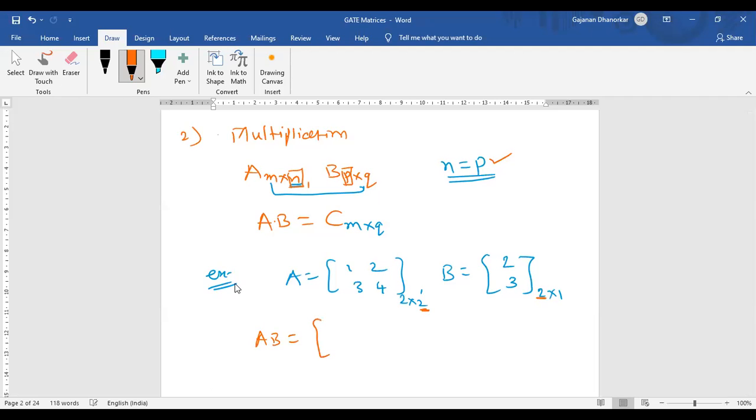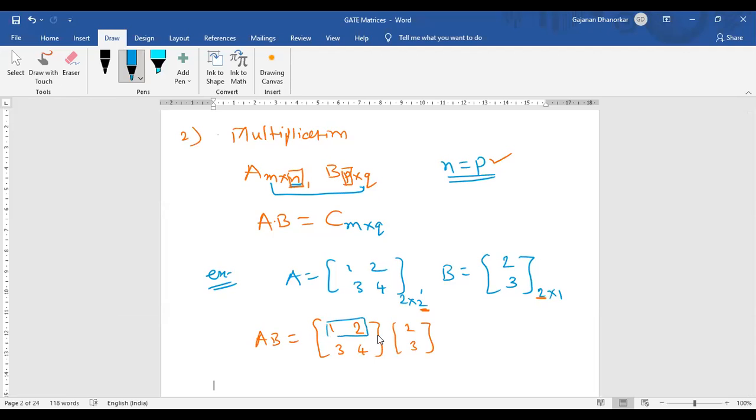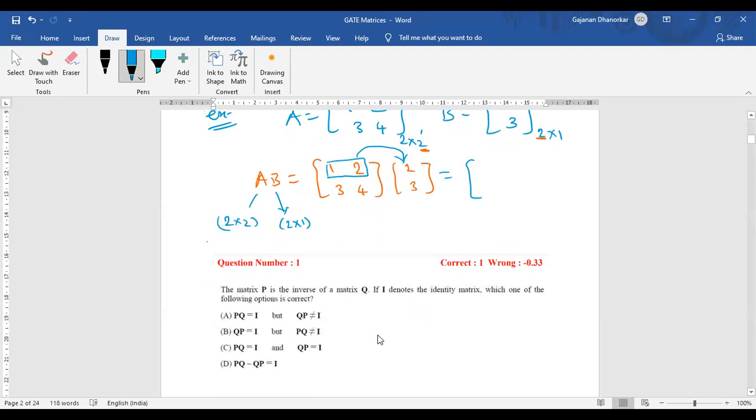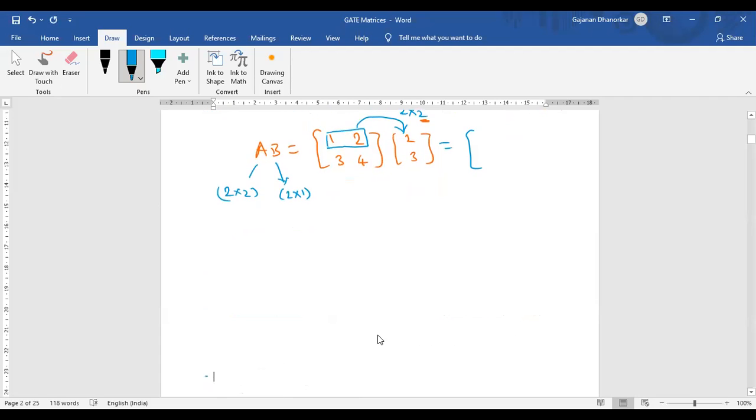A into B equal to 1, 2, 3, 4, 2, 3. How are we taking multiplication here? I am just recalling: this row multiplied to this whole column. And what will be the resultant matrix here? The order of this matrix is 2 by 2, and the order of this matrix is 2 by 1. What will be the resultant matrix? What is the order of this resultant matrix if we are taking multiplication?